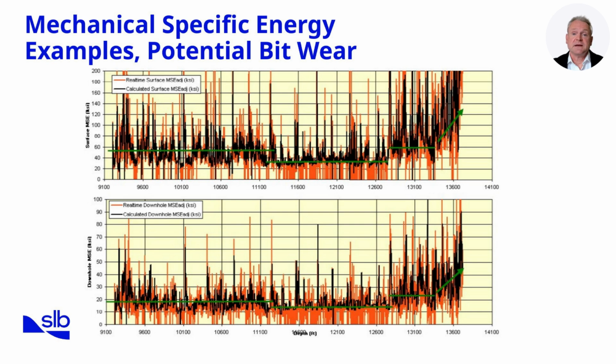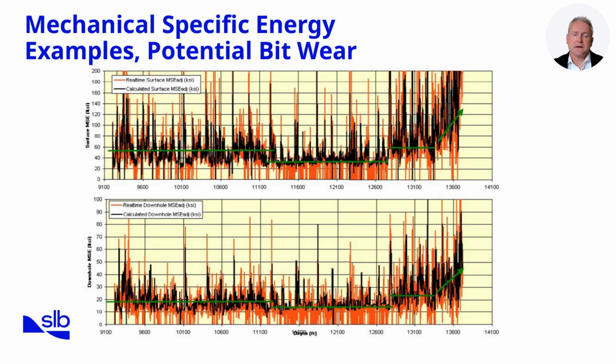Here we illustrate how MSE trends can help us detect potential bit wear. As a bit dulls, its cutting structure becomes less aggressive, requiring more energy to achieve the same depth of cut. This manifests as a rising MSE value over time, even when weight on bit and RPM remain constant. In the examples shown, increasing MSE correlates with observed dulling on retrieved bits. The relationship is not perfect, but consistent patterns make it a valuable surveillance tool.